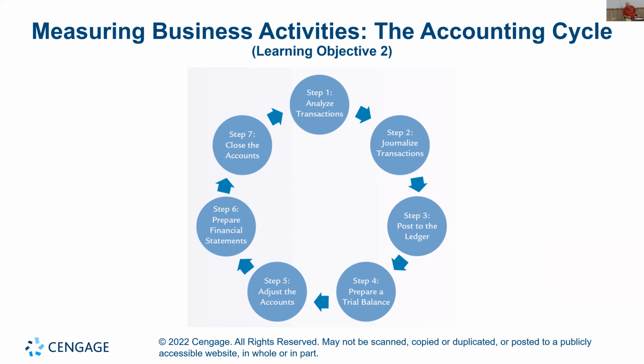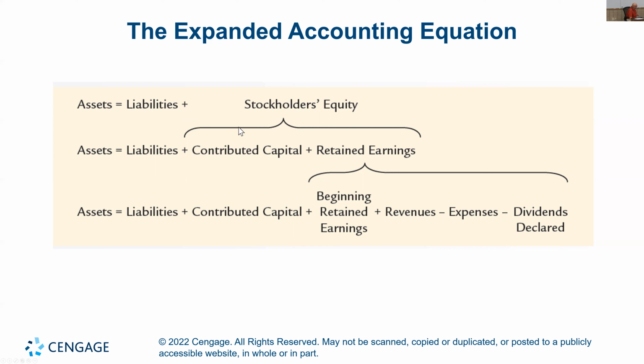So, our expanded accounting equation, as we start to analyze transactions: you should know that this is your accounting equation right here. Assets equals liabilities plus stockholders' equity. Included in stockholders' equity is contributed capital and retained earnings. Within retained earnings, if you think back to your retained earnings statement, it's your beginning balance plus income. Income is revenues minus expenses.